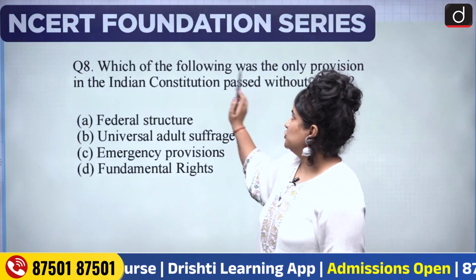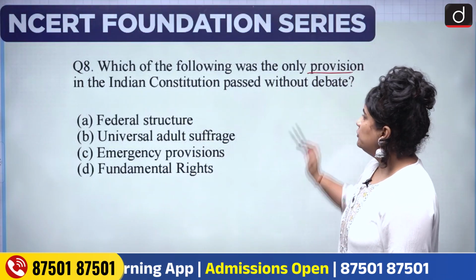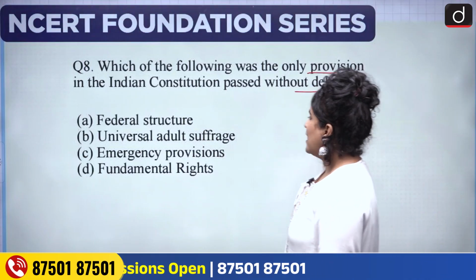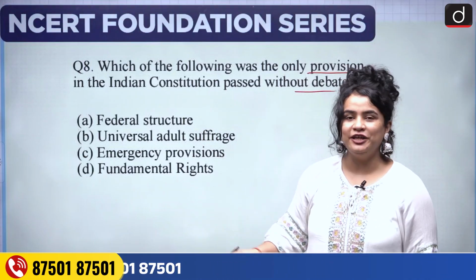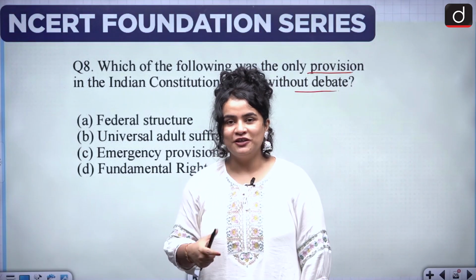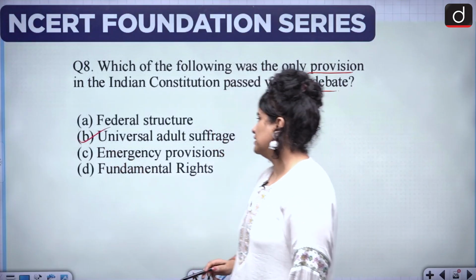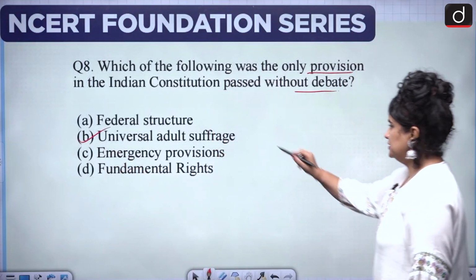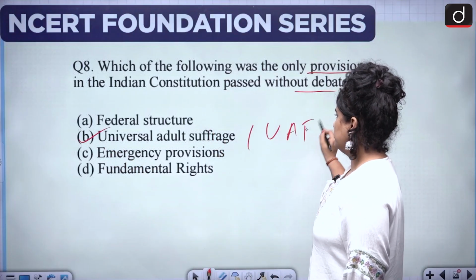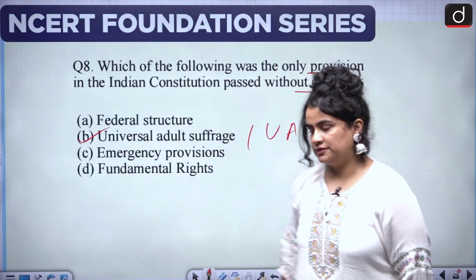Question 8 says, which of the following was the only provision in the Indian Constitution passed without debate? Fairly straightforward. I just gave it out to you in the previous question, and this is universal adult suffrage, which is universal adult franchise, so do not get confused.